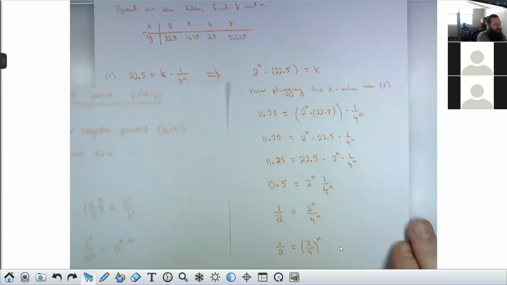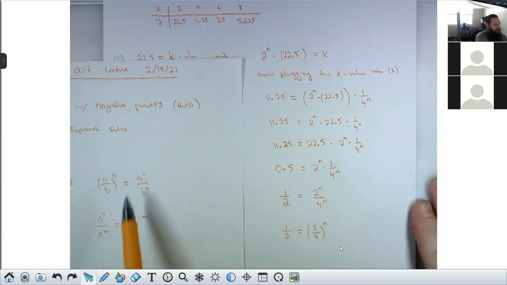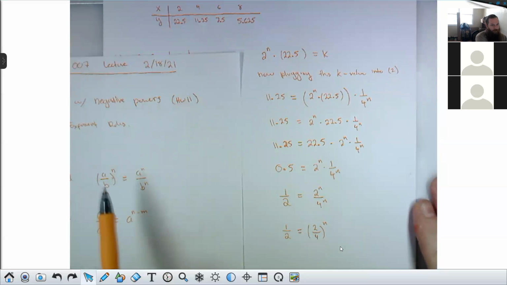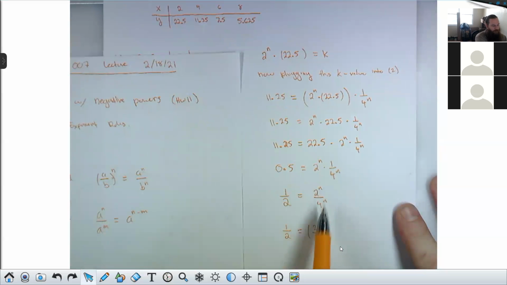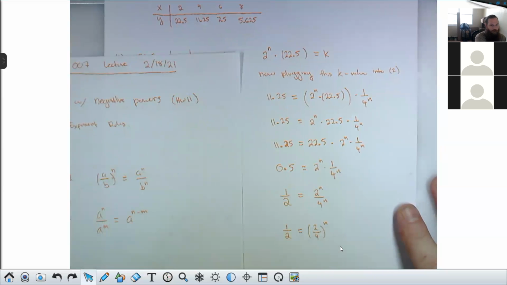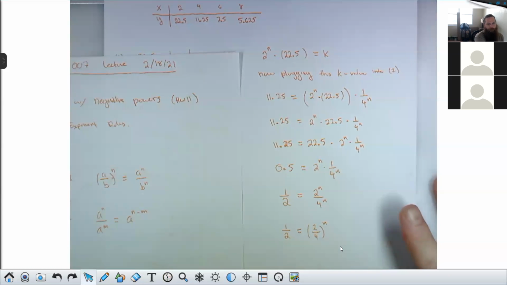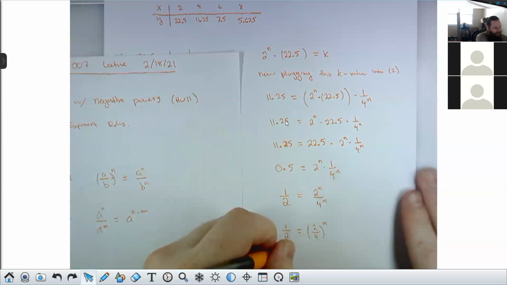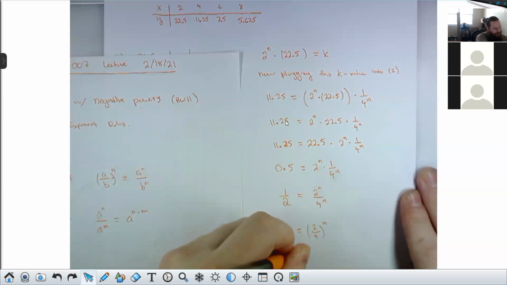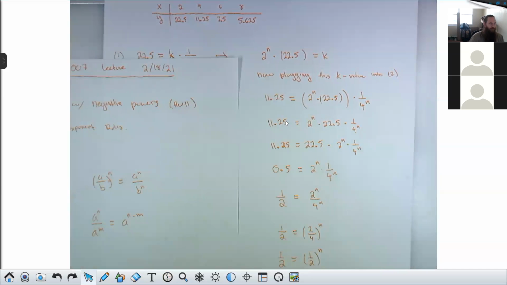On the right-hand side, you guys see it? A to the n over b to the n is equal to a over b to the n. 2 to the n over 4 to the n is equal to 2 over 4 to the n. What is 2 over 4? Yeah, good, thank you, it's 1/2. So what we get here is 1/2 is equal to 1/2 to the n.